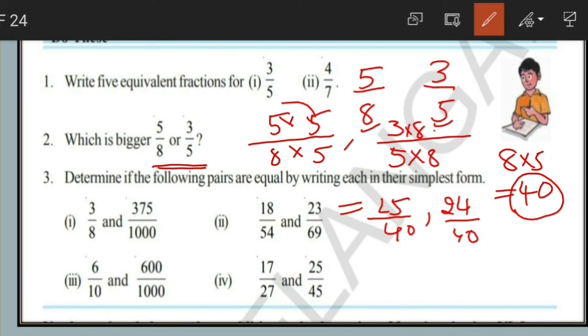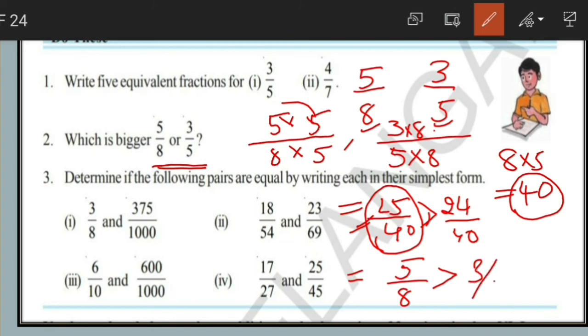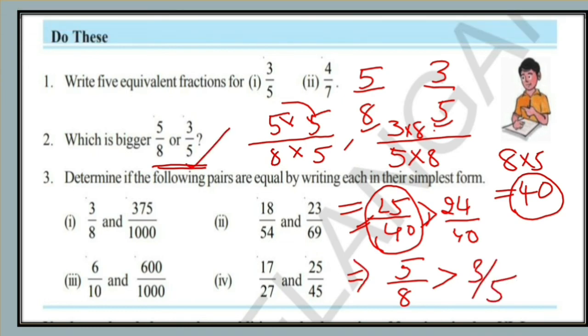So which is greater one? We can easily say that 25 by 40 is greater than 24 by 40. So that means 25 by 40, which is equal to 5 by 8. So we can say that 5 by 8 is greater than 3 by 5. Okay. So by converting given unlike fractions into like fractions, we can compare them easily and we can say which one is big, which one is small.